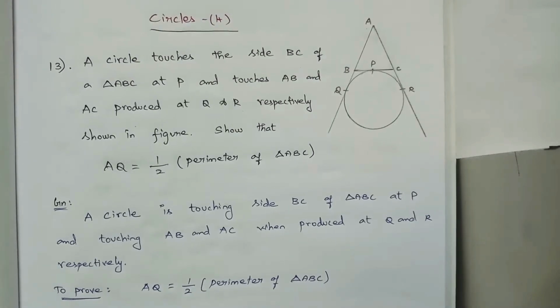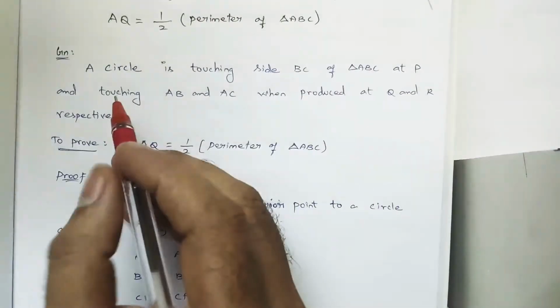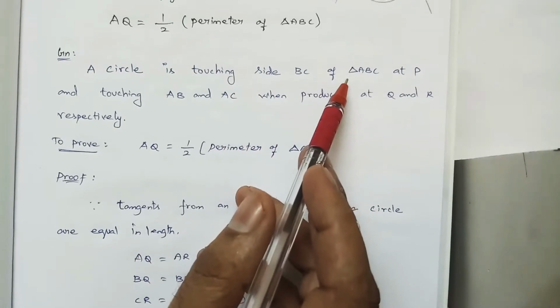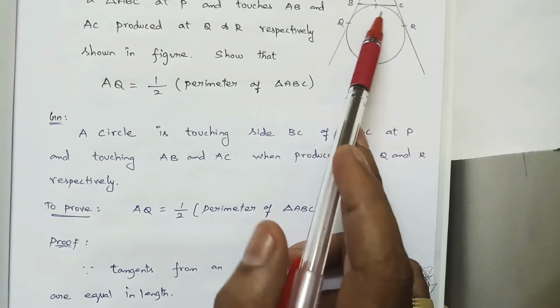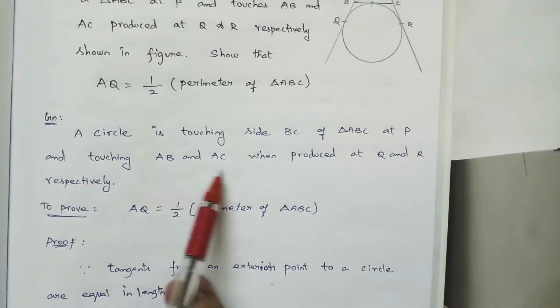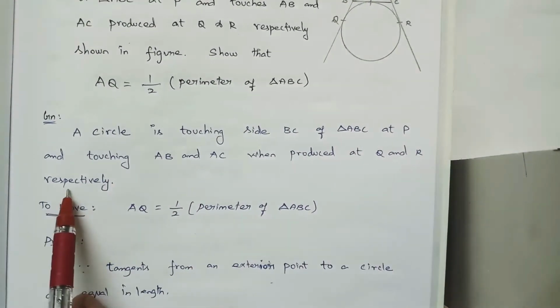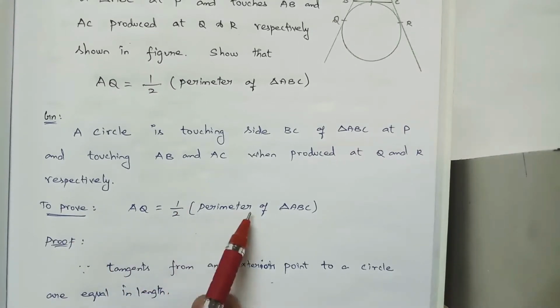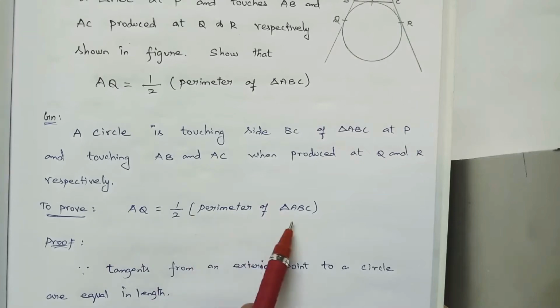See the proof. Given: a circle is touching the side BC of triangle ABC at point P, and touching AB and AC when produced at Q and R respectively. So what we want to prove? To prove AQ is equal to half of the perimeter of triangle ABC.